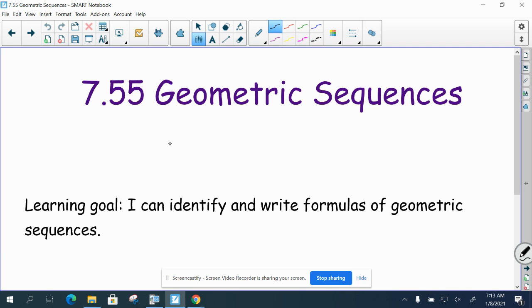Today we are going to learn the last lesson of Unit 7, which is 7.55 Geometric Sequences. So remember in Unit 4 when we had lesson 4.55, and that was the lesson between 4.5 and 4.6, and it was on arithmetic sequences.